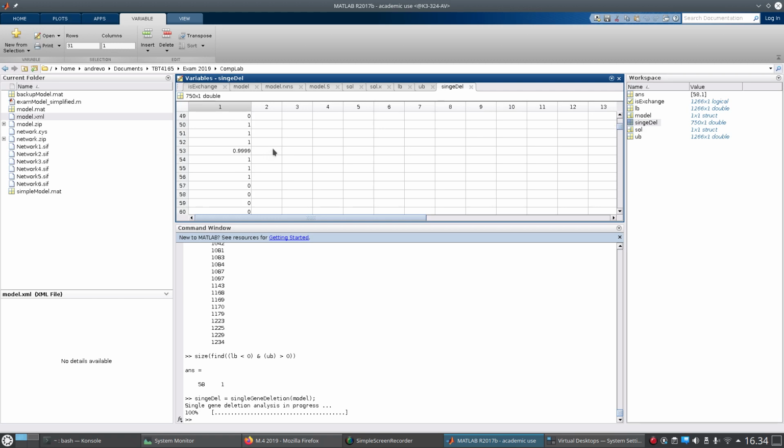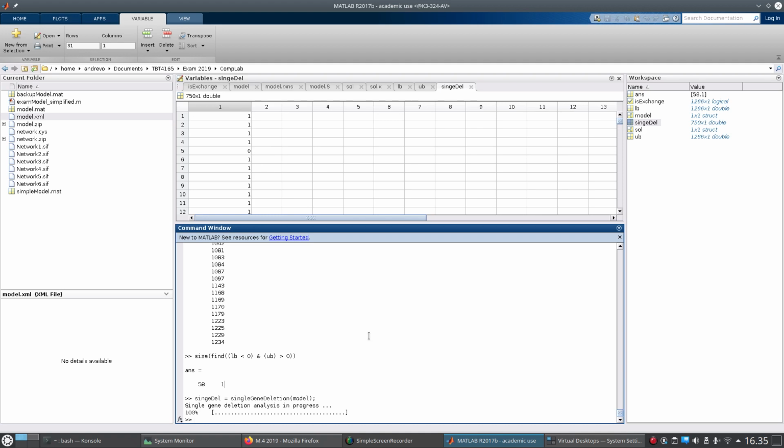And so first we want to find all the ones that we consider essential. That means that the growth rate here is less than 0.05. We said 5%, right? So then we can do size find single del less than 0.05.